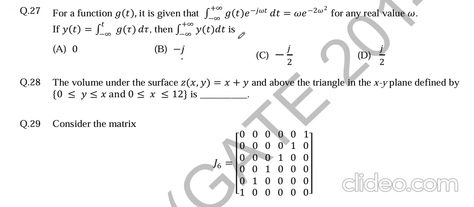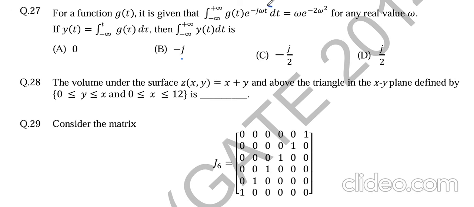Hello guys, let's see question number 27 of GATE ECE 2014. Here the question is: for the function g(t), it is given that the integration from minus infinity to infinity of g(t) e to the power minus j omega t dt is equal to omega e to the power minus 2 omega square.